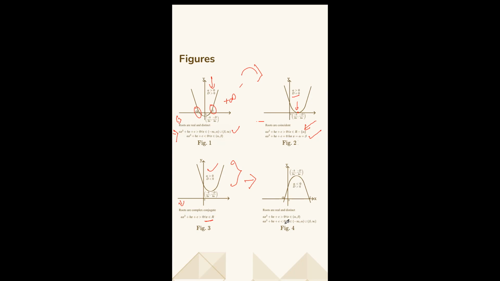Since a is less than 0, we know it will be a downward facing graph. And since d is greater than 0, it indicates that there is more than one root. So you can see there are two roots. One is alpha and another one is beta.